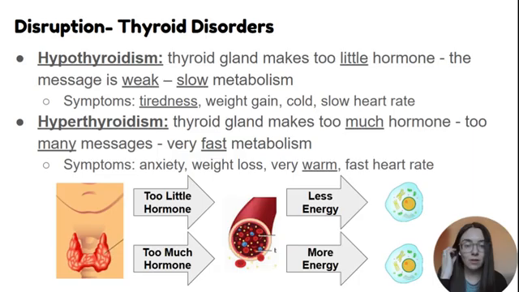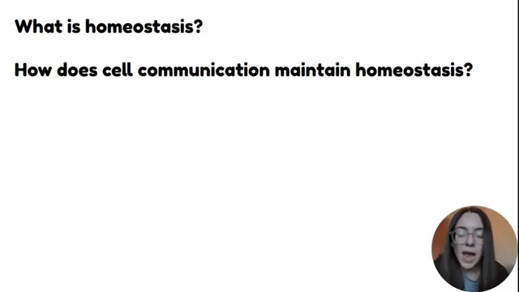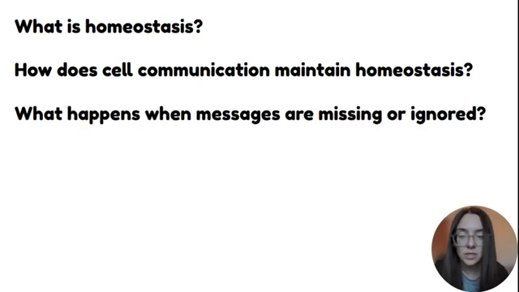So now I want you to take a look at a few of these questions. Okay, and what is homeostasis? Look back at your notes. Respond to that question, please. Second, how does cell communication maintain homeostasis? Give me one example of how it does that, since there are so many ways that it does. Lastly, what happens when messages are missing or ignored?